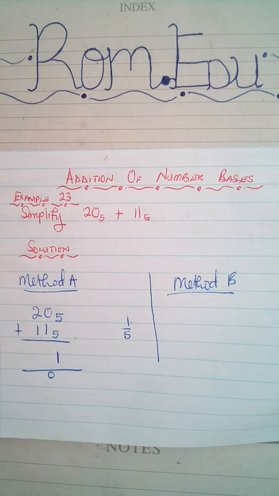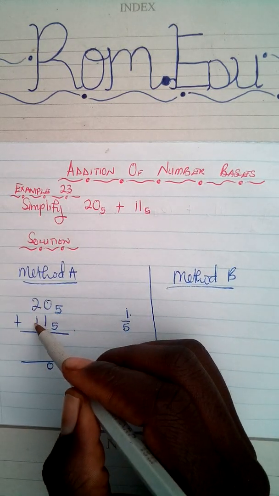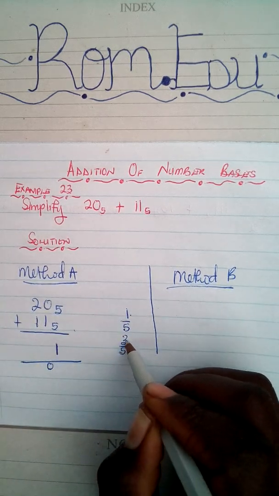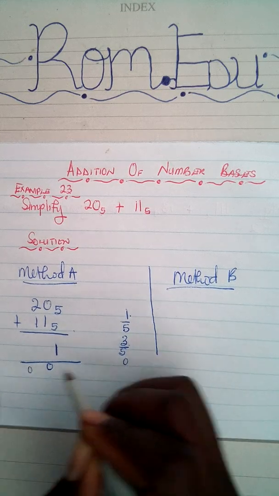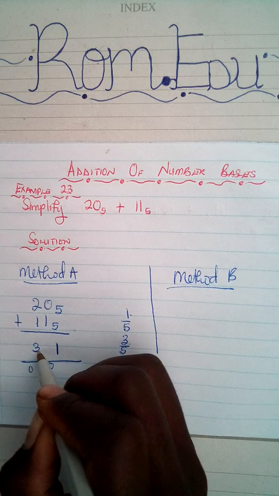So I go to my next digits. 2 plus 1, that's 3. I say base 5 into 3, 0, remainder 3. So I write my remainder.